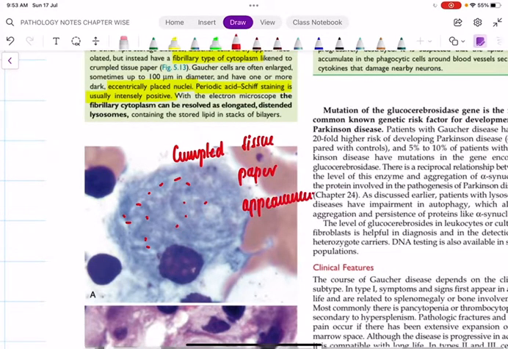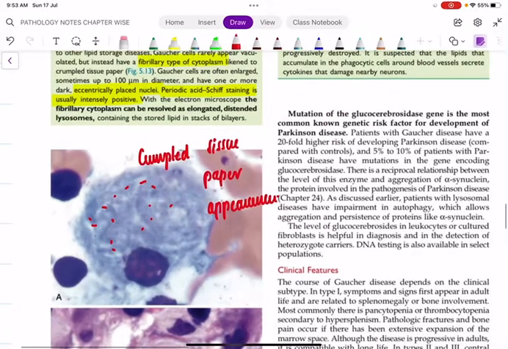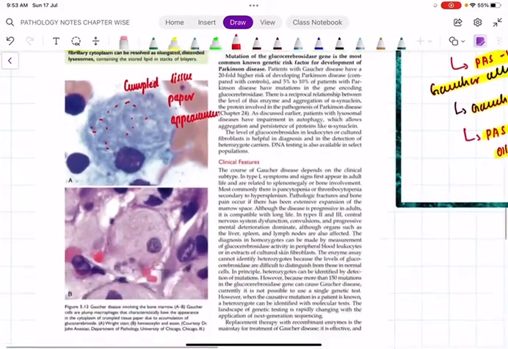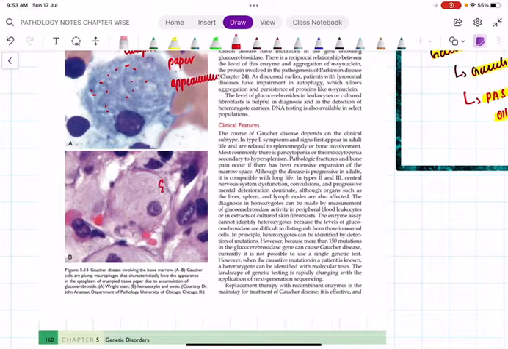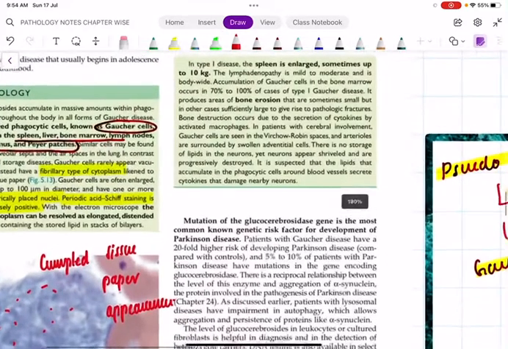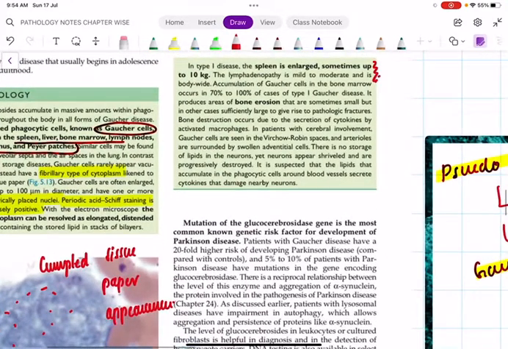They are PAS positive. Pseudo-Gaucher cells are seen in chronic myeloid leukemia. They are PAS negative. You can see here the eccentrically placed nucleus. All these are very important points. Accumulation of glucocerebroside. Then, of course, massive splenomegaly, say up to some 10 kilograms. There will be bony erosions.